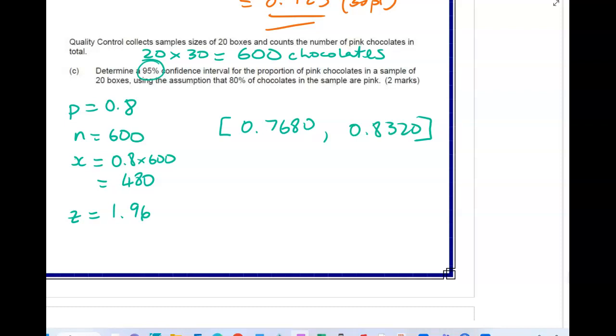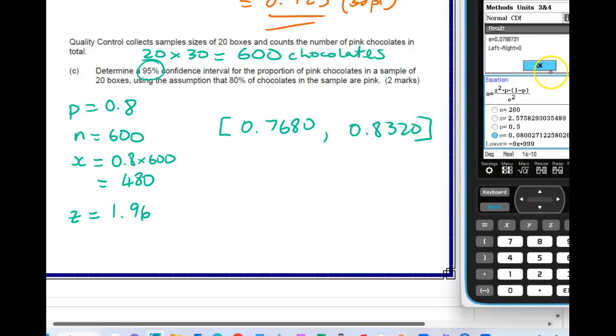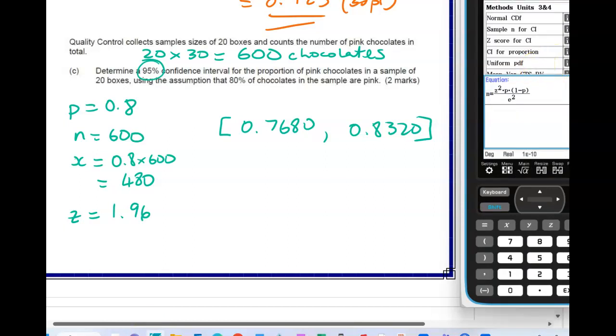So that's the easy part, that confidence interval. So you can use your CI for proportion. If you do, make sure you write those things down that I've written. So we want 480 out of 600. And the confidence level is 0.95.